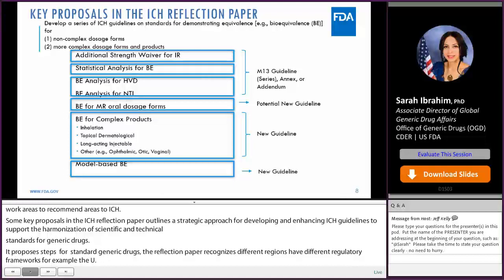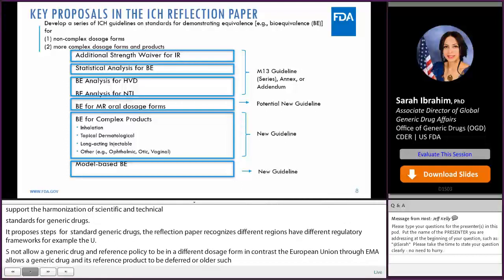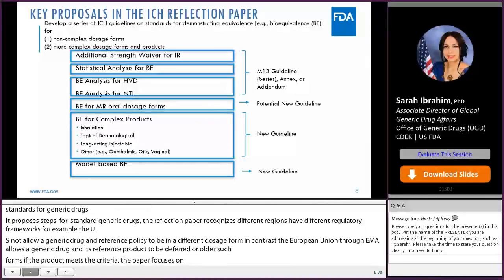The reflection paper focuses on harmonizing scientific standards for bioequivalence that can be used within the existing regulatory framework. It further outlines issues related to more complex products currently on the horizon, such as modified release products, complex injectables, transdermals, topical dermatological, and inhalation products.